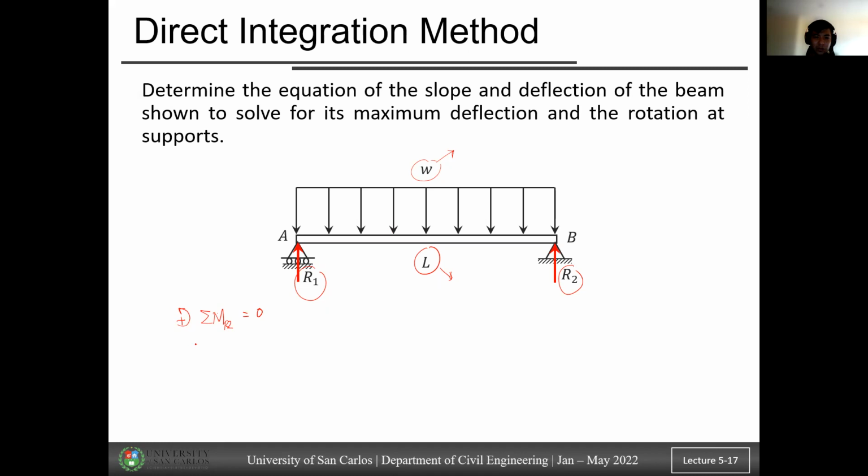So what you're going to have would be W times L times L over 2, and then minus R1 times L, di ba? Is equal to 0. So what you're going to have would be WL squared over 2 is equal to R1 times L. So ako na siyang transpose on the right side para puro siya positive directly. So R1 would be equal to WL all over 2. So most likely R2 would also be the same since the given span is symmetrical. So this one is also equal to R2.